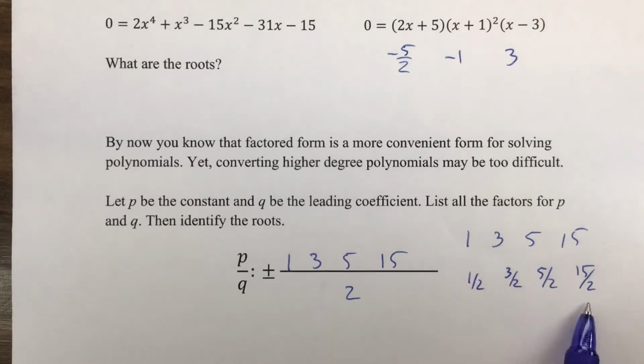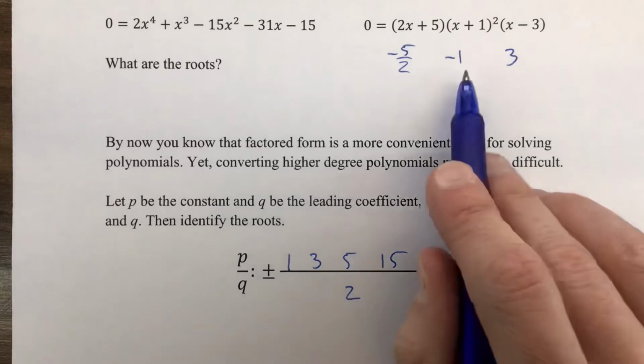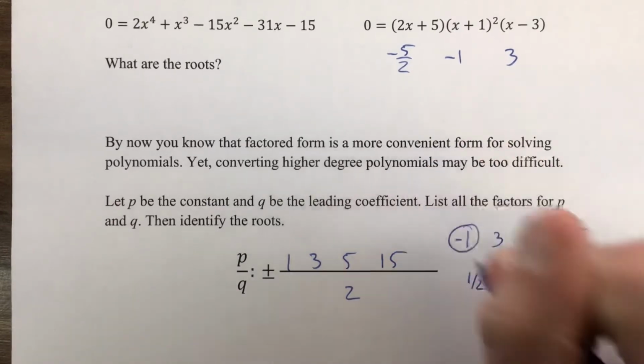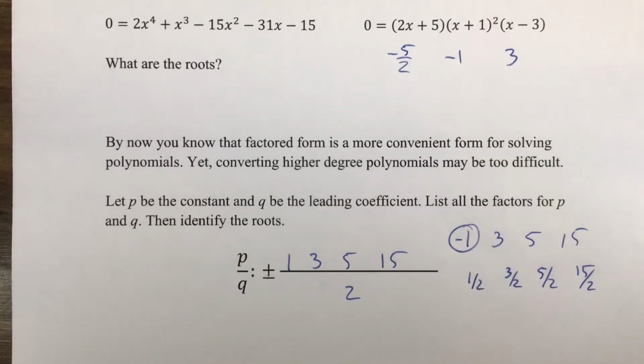I got 8 here, but they can be positive or they can be negative. So the list is a little bit long. It is. But if rational roots do exist here, they're in that list. And let's identify them. Negative 1 would be right there. Just take the negative of it. Now, that doesn't mean that positive 1 couldn't be a root as well.